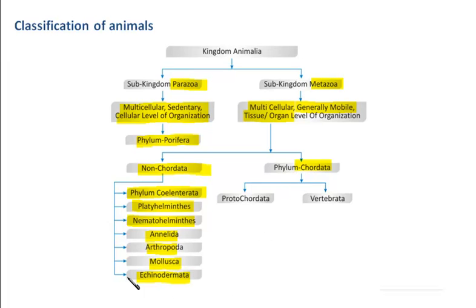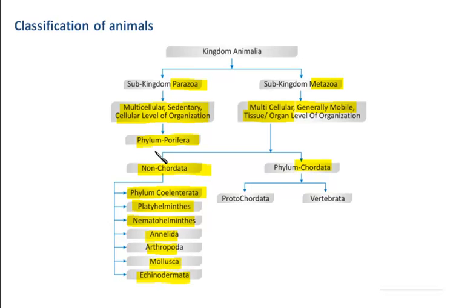So for now we are going to study about these non-chordate phyla. In this definitely we have to study about different features, so that we can clearly understand how this hierarchy is established. Hierarchy in terms of characteristic features, hierarchy in terms of complexity, right?